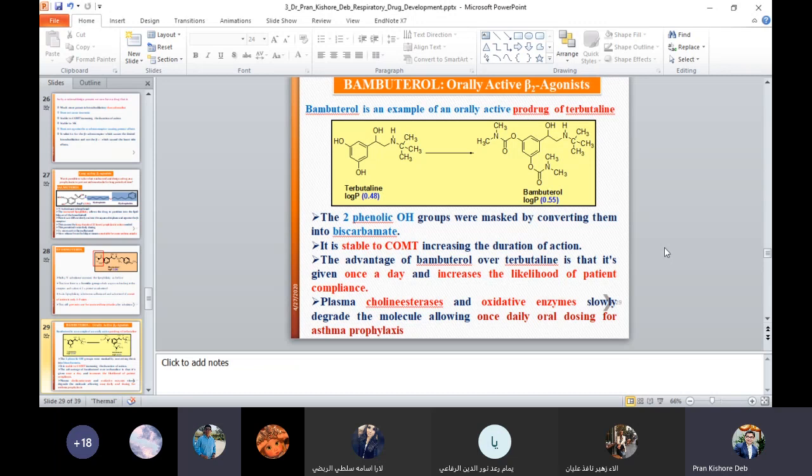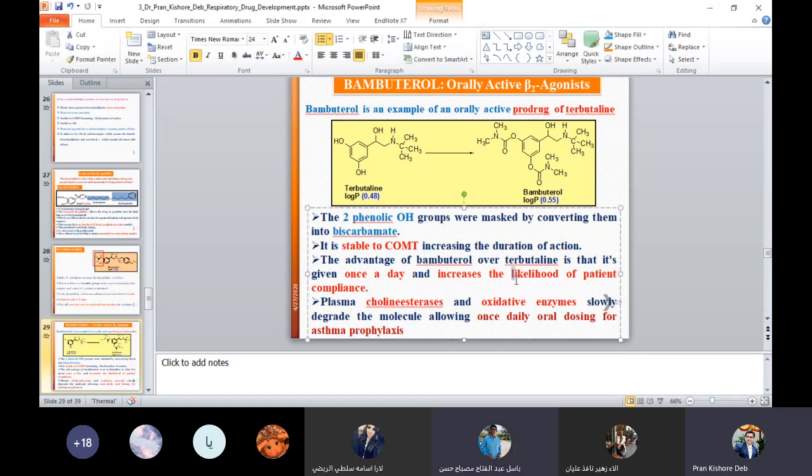It's a long duration concept. So what is the advantage? The frequency decreases. So what is the advantage for the patient? Compliance. Yes, patient compliance. Whenever you see longer duration and less dosing, it is always linked to patient compliance. That is the likelihood of increasing patient compliance.